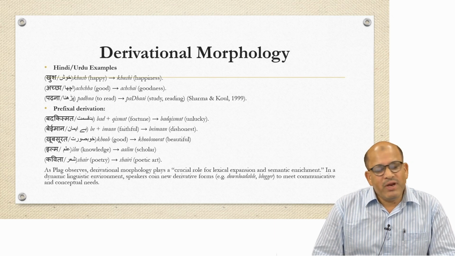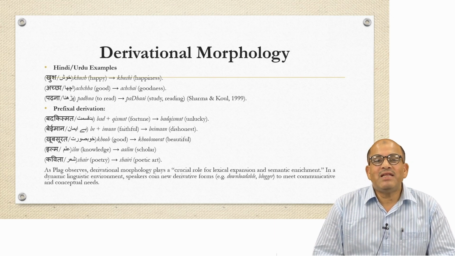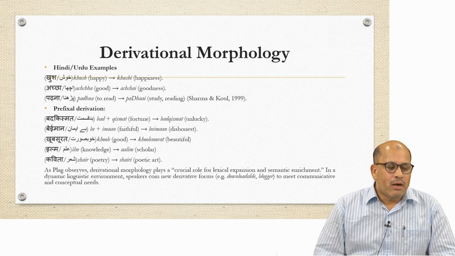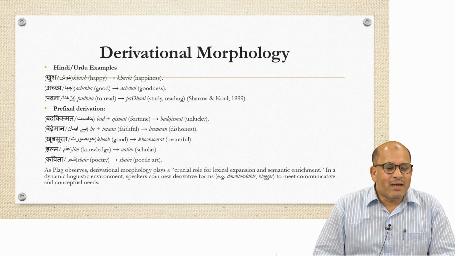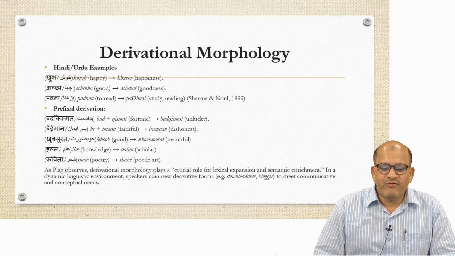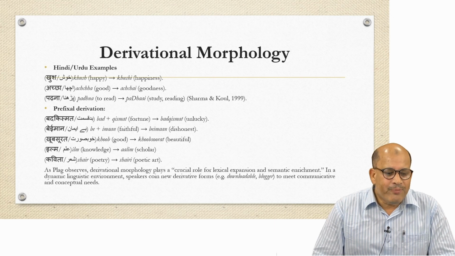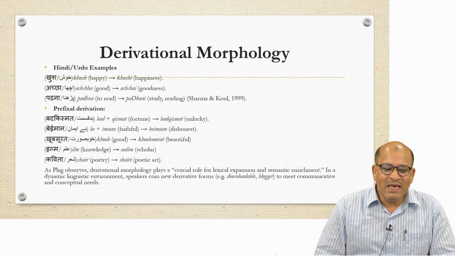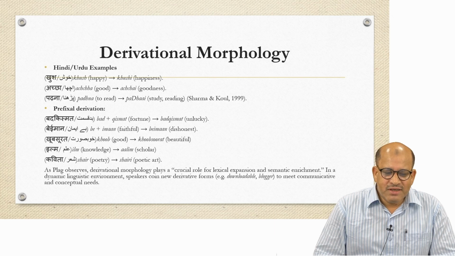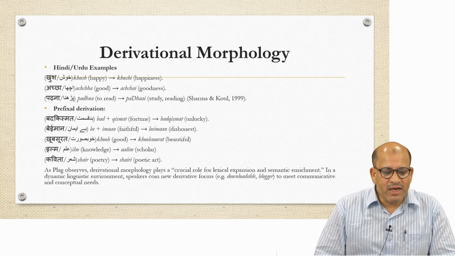Then if you look at prefixal derivation, pre means before. Anything can be added before the word, before the lexical item, that is called a prefix. And prefixal examples are bad in bad kismat, be in beiman. Kismat is fortune, bad kismat is unlucky. Iman is faithful, be-iman is dishonest, khub is good, khubsurat is beautiful, ilm is knowledge, alim is a scholar, sher is poetry, shairi is poetic art.